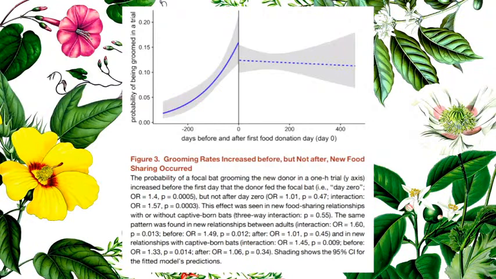The lines are both grooming relationships, but the solid line is before we have our first food sharing, and then the dashed line is afterwards. So afterwards, we sort of reach a relatively stable probability of having a grooming incident in the bats. About this graph?